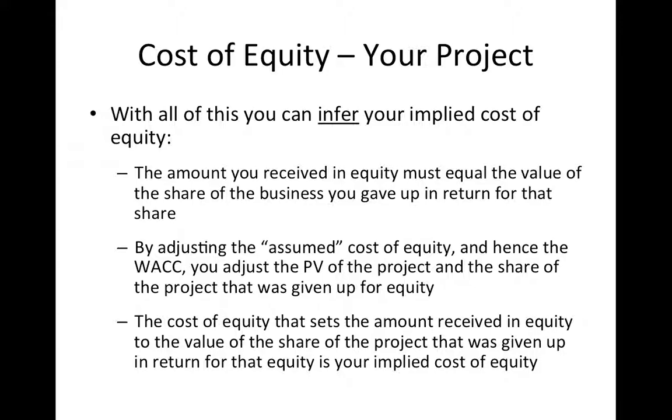And so if we just start adjusting the assumed cost of equity up or down, we can keep moving it around until we get to the point that the present value of the cash flows, so the value of the business, times whatever share I gave up, so let's say 40%, is equal to the amount of equity that I received. And once I've done that adjusting, whatever the assumed cost of equity that I have in that cell, that is my implied cost of equity.